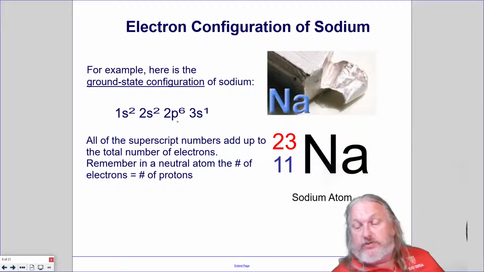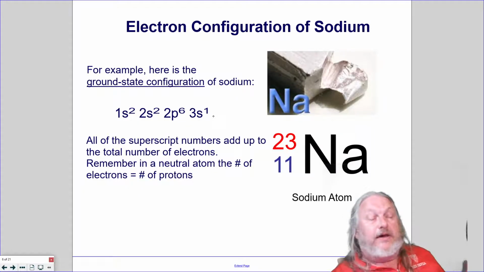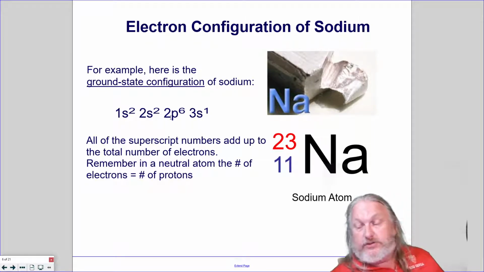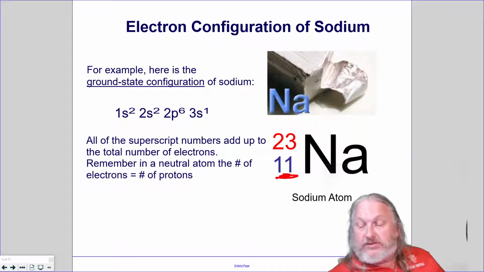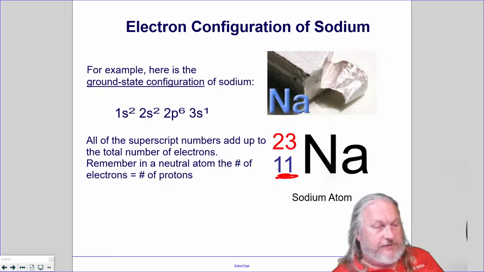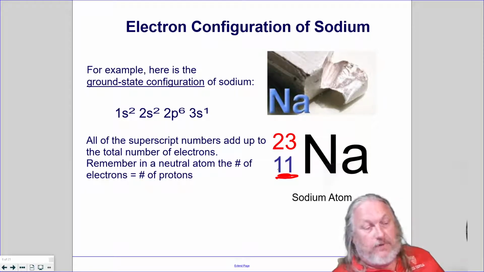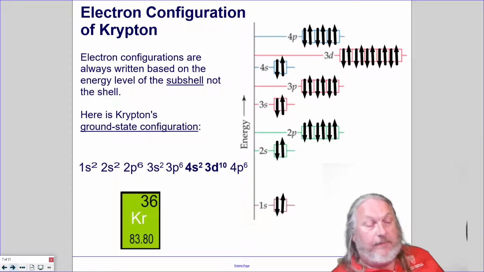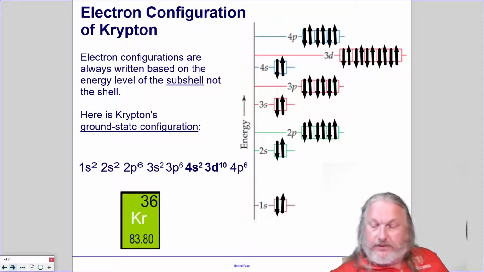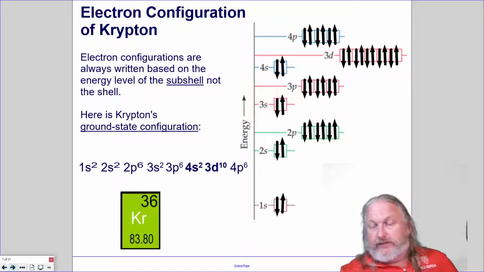1s2, 2s2, 2p6, 3s1. Now if you look at every one of those superscripts and you add them up, 2 plus 2 is 4, plus 6 is 10, plus 1 is 11. That's going to give me the atomic number, or the number of electrons in a neutral atom. So you do need to know how many electrons you've got in order to do an electron configuration.